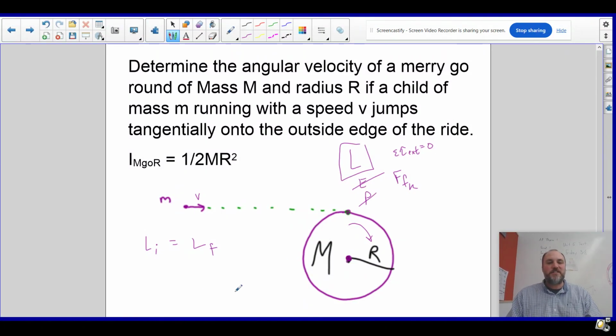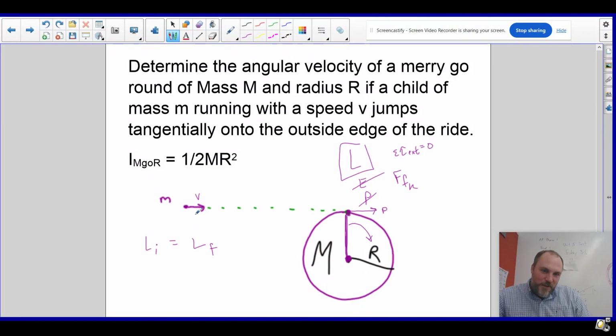But the challenge is determining what the angular momentum of the child is before they land on the merry-go-round, because they're really not rotating. But they have angular momentum because they're heading towards a point where they make a collision with the merry-go-round, and there is a part of the distance to the pivot that is perpendicular to their momentum. So their linear momentum would be exactly in the direction of the velocity. The actual distance to the pivot, I wasn't able to draw that very well. I should try that again.